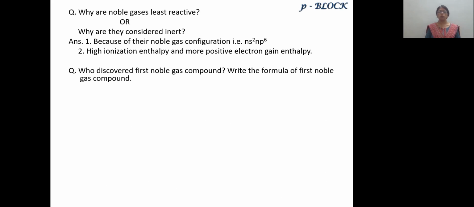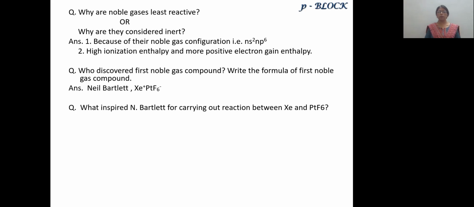Next question is, who discovered the first noble gas compound, and write the formula of the first noble gas compound. Neil Bartlett, as discussed, and XePtF6 is the first noble gas compound.